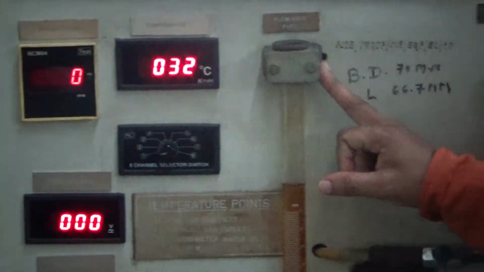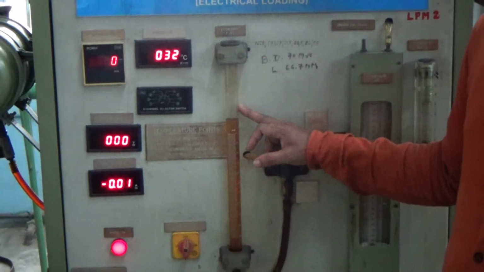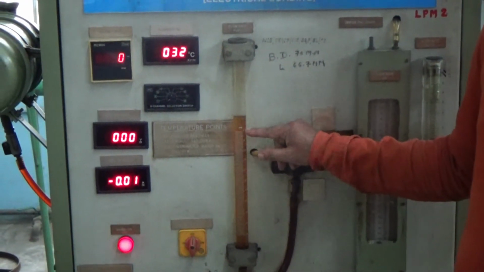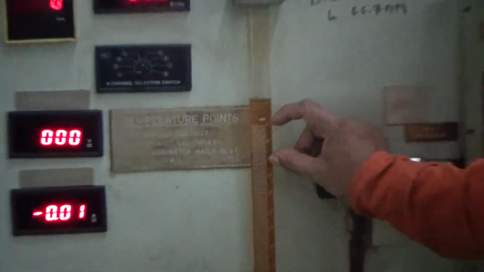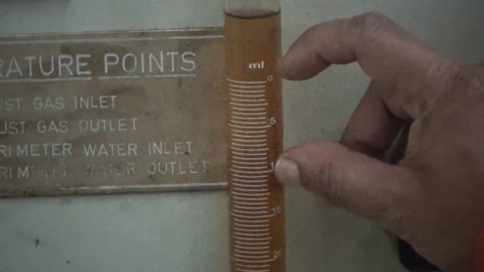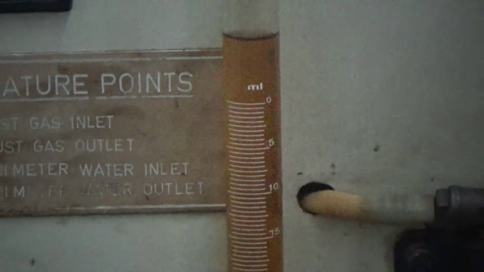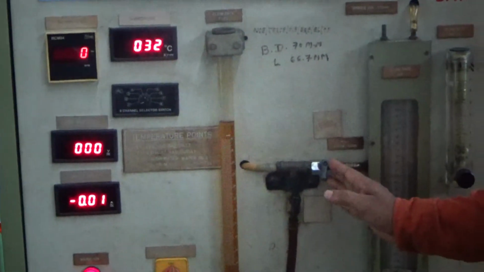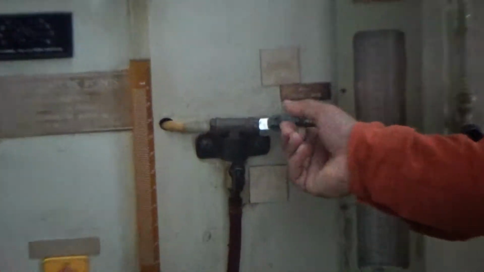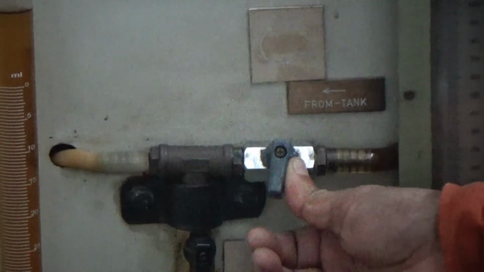Following this we have a fuel burette, which we are going to use for taking the time for 10 ml of fuel consumption. Regularly the fuel will be taken from the tank. When we are taking up the study, we have to switch the knob so that the fuel will be taken from the burette only for that particular time.